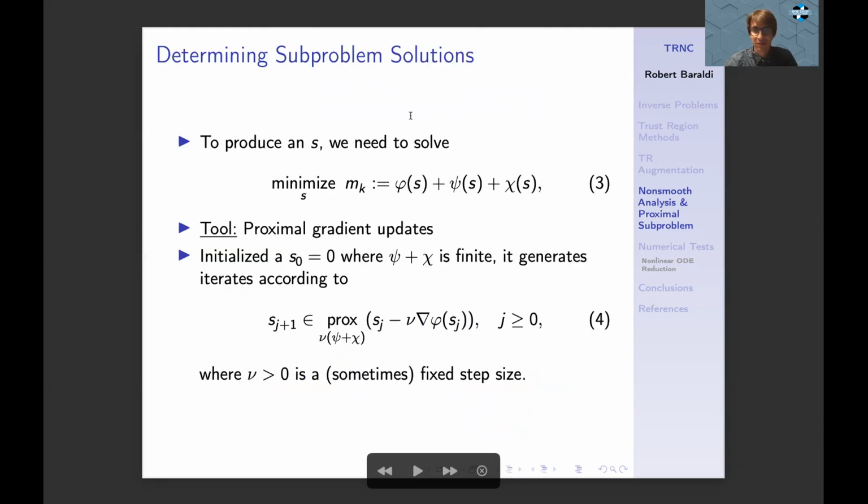To determine these subproblem solutions, we need to solve this model m_k, where phi is a model of f, our smooth term, psi is a model of our non-smooth term, and chi is an indicator onto the trust region ball, whatever that trust region ball may be. We're going to use something called proximal gradient updates, where for some finite psi plus chi, we generate iterates according to the proximal operator of a gradient step in the smooth term. Essentially, you can interpret this as: I want to take a gradient update in my smooth term and then minimize the non-smooth terms close to that gradient update.